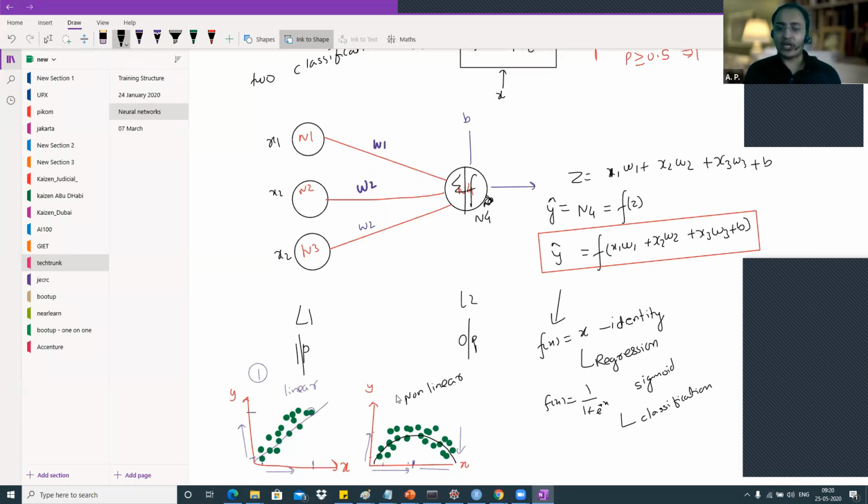The current neural network can only solve the problem of case 1 and it cannot solve the problem of case 2 because the current neural network is a linear model, right? So linear problems are easy to solve, less complex. Non-linear problems are more complex, difficult to solve. The current neural network, which is without a hidden layer, can only solve case 1 and it cannot solve case 2. Are we good with that logic?